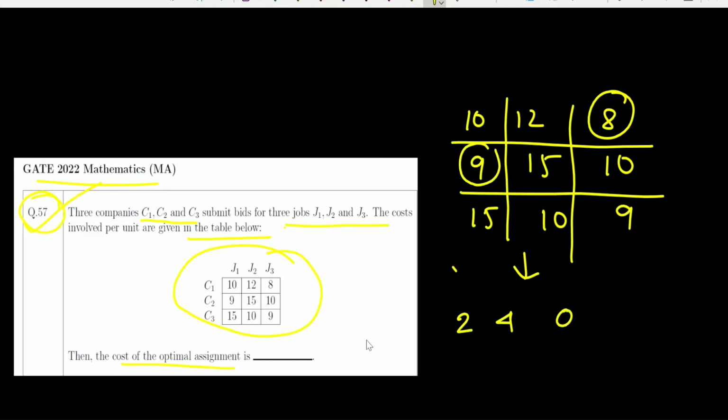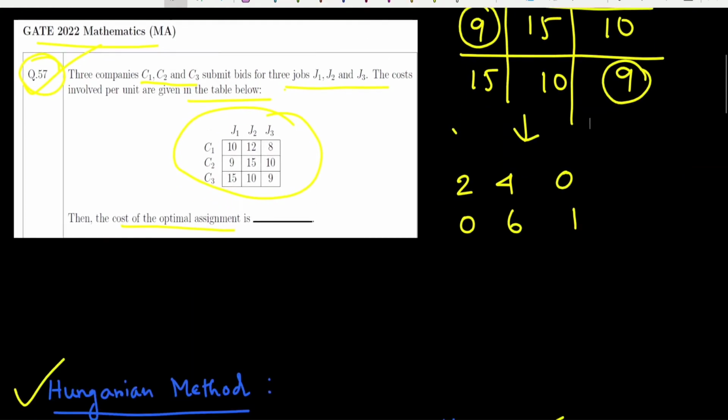Then 9 is the minimum element for the second row, so we subtract 9 from each element of the second row, and this gives 0, 6 and 1. And here also 9 is the minimum element for the third row, so we subtract this 9 from each element of the third row. So this gives 6, 1 and 0.